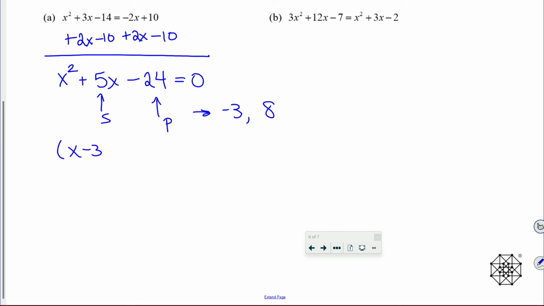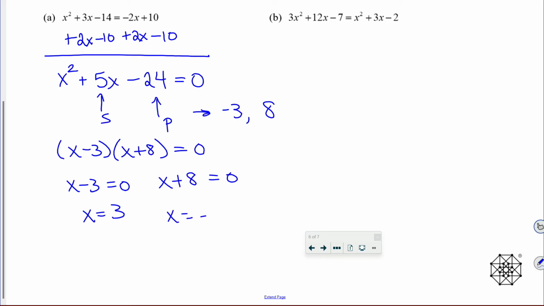So then I'll factor as x minus 3 times x plus 8. Get that all equal to 0. I'll have x minus 3 equal to 0, which means x is equal to 3. I'll have x plus 8 is equal to 0. And that means x is equal to negative 8.